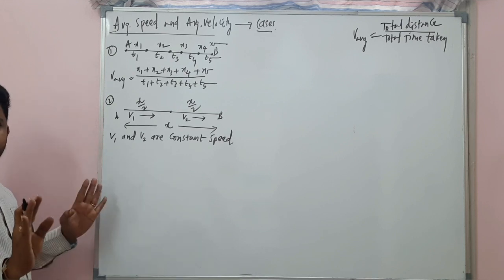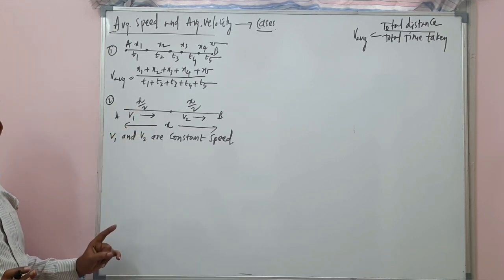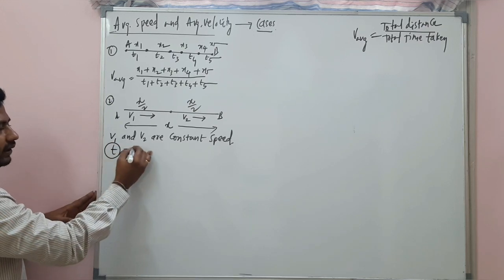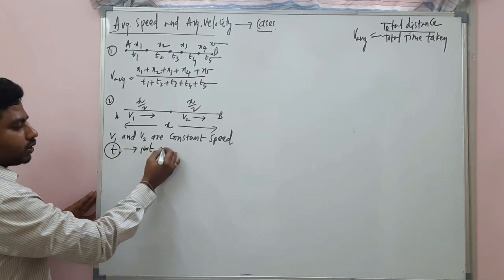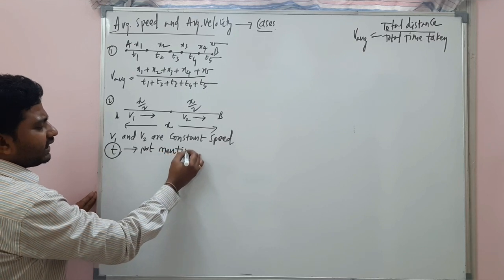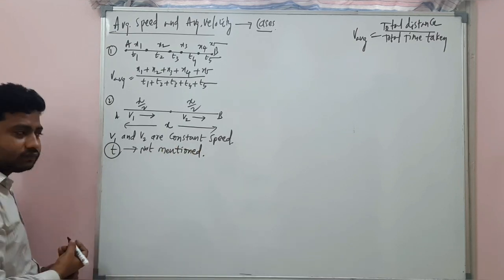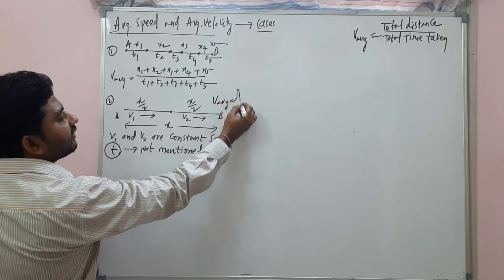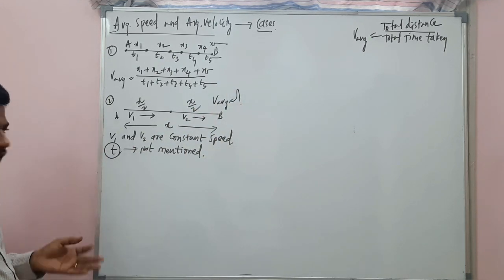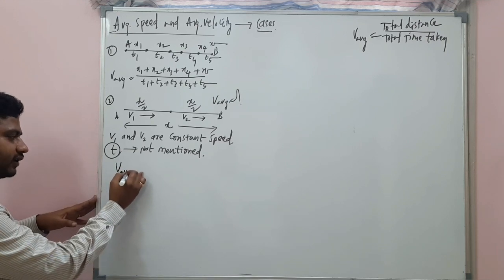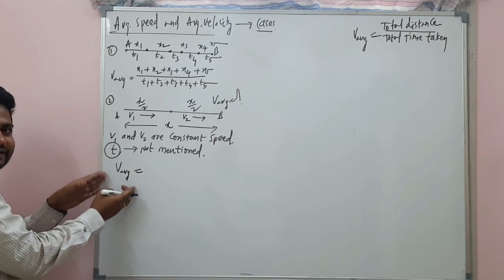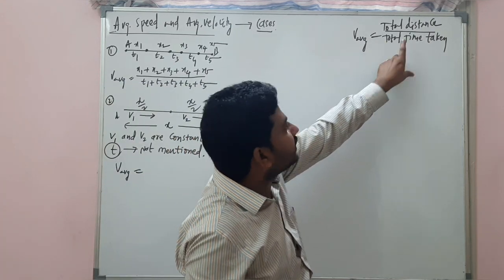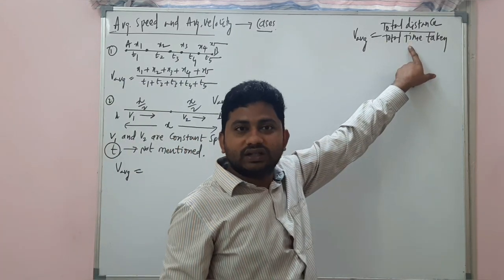Now the question, simple: nothing is mentioned about the time. They have not mentioned anything about time. The question is to find average speed or average velocity in this case. Let's start with the basic definition. What is the basic definition? Average speed is total distance by total time taken.